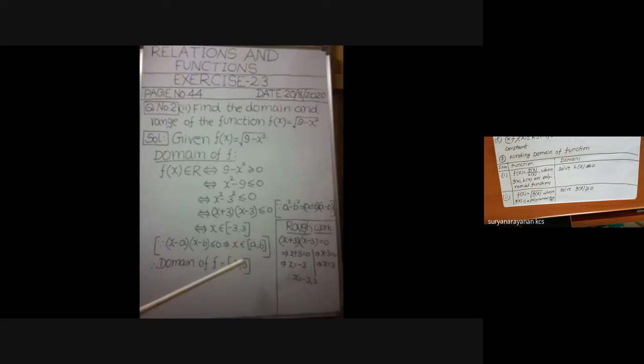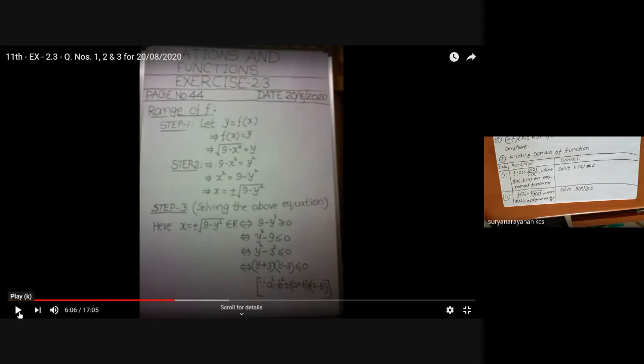Whatever values x takes, those values are said to be the domain of the function. Understood this part, my dear children? Right. We have completed the first part of the question, that is finding the domain of the function. Okay, my dear children. Now come to the second part of the question. What is the second?